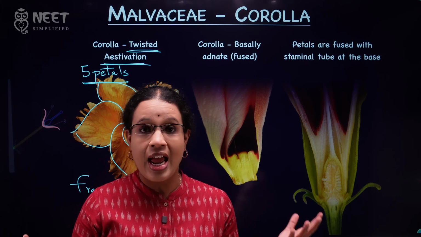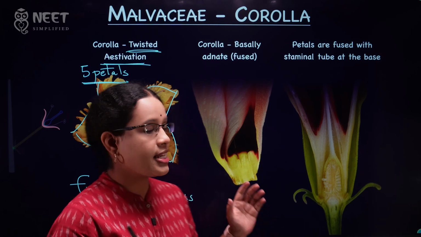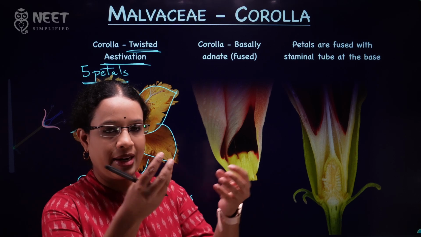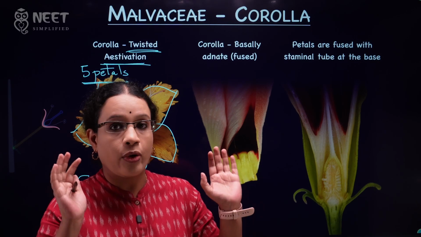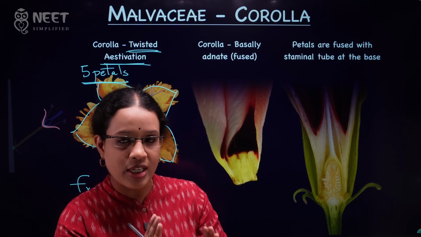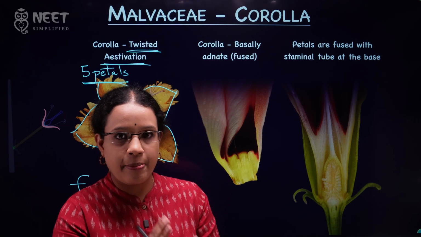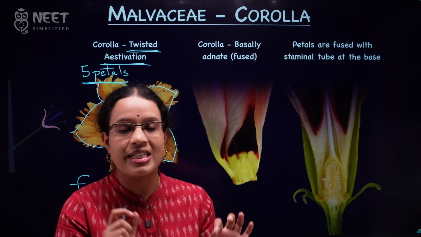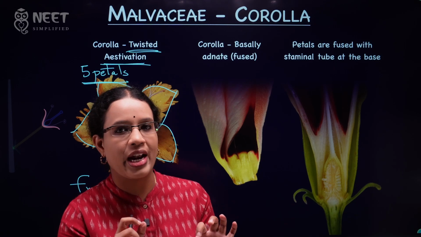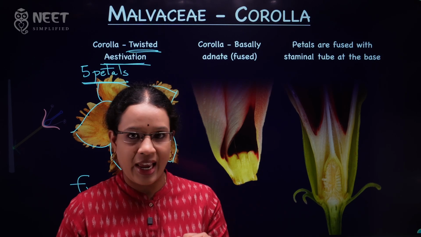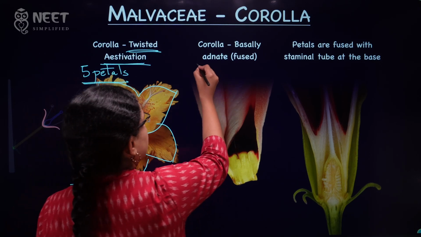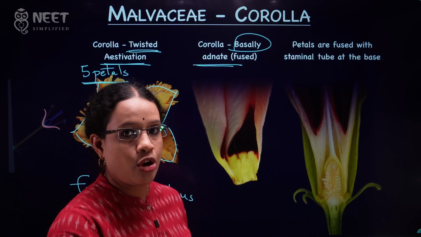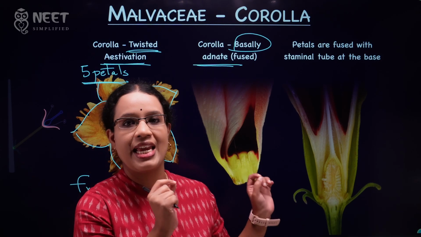The petals are free. Now there is a small twist over here. We are seeing the petals are definitely free. When you look at the flower, you will see that the petals are free. They're not fused. But once you go down to the bottom of the petals, at the base, you will see that the base of the petals are fused to something called a staminal tube, right? And this condition is called adnate condition, as it is fixing at the base of the petals. We call this basally adnate.